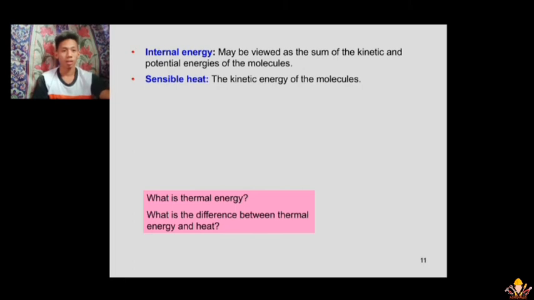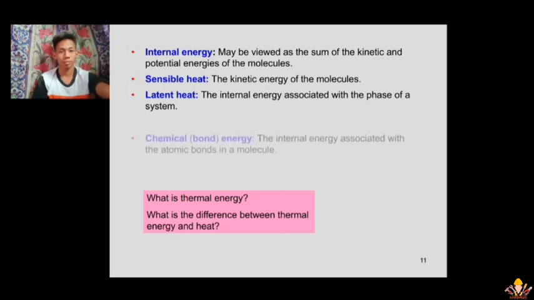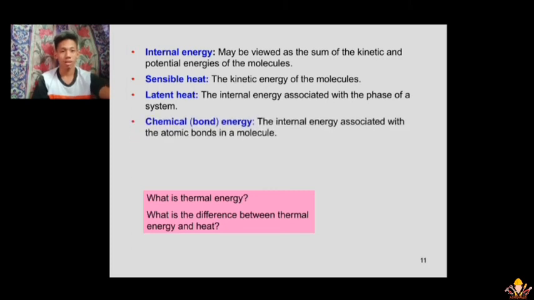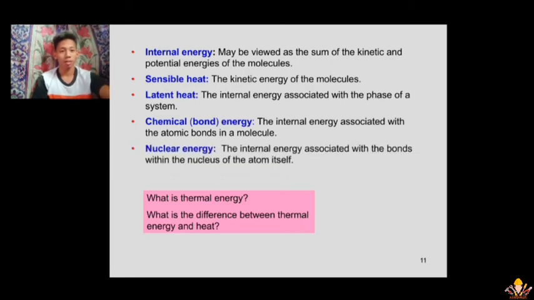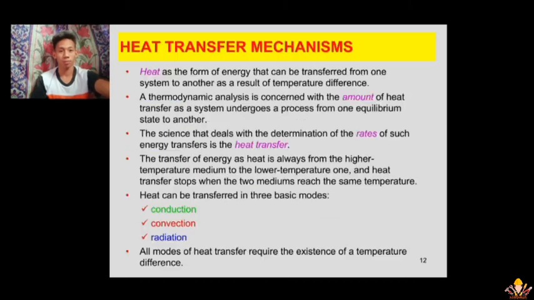Sensible heat, the kinetic energy of the molecules. Latent heat, the internal energy associated with the phase of a system. Chemical bond energy, the internal energy associated with the atomic bonds in a molecule. Nuclear energy, the internal energy associated with the bonds within the nucleus of the atom itself.